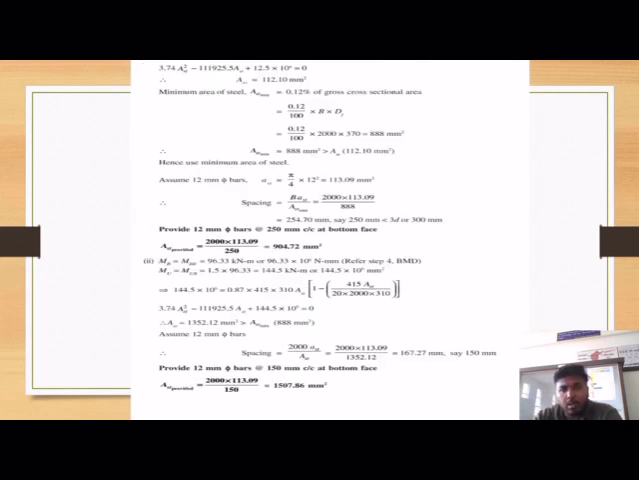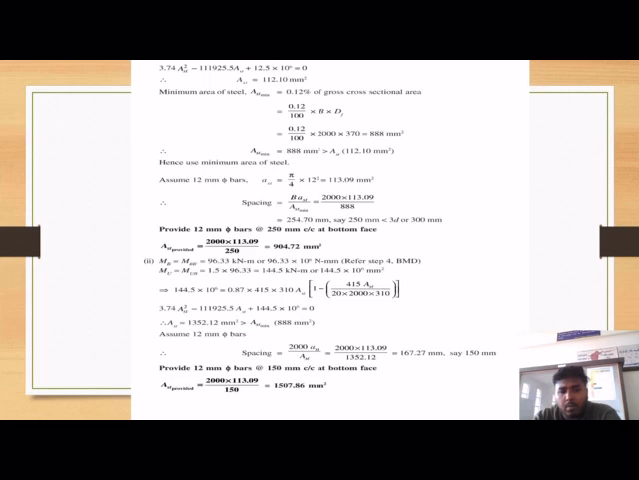Minimum area of steel, that is 0.12 by 100 into 2000 into 370, is equal to 888 mm square. MP is equal to MBB, 96.33 kilonewton meter or 96.33 into 10 to the power 6 Newton meter. Mu is equal to 1.5 into 96.33, which is 144.5 kilonewton meter.